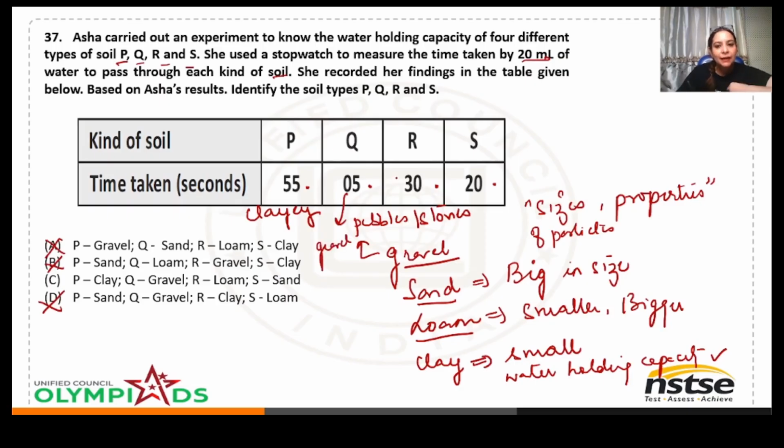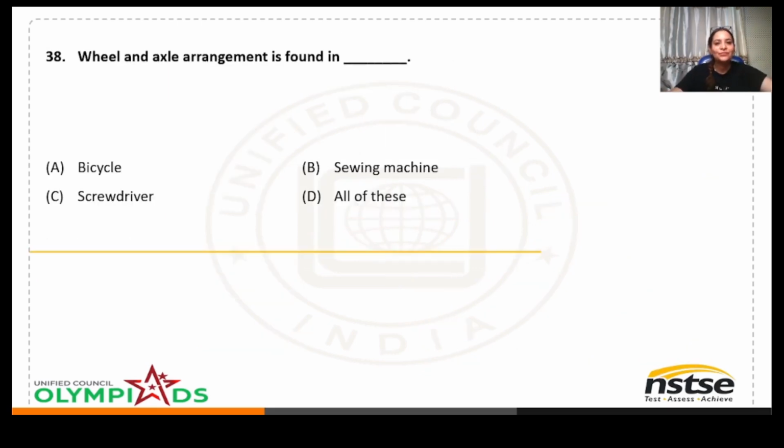And after that comes the loamy soil, which consists of both smaller and bigger particles, and later comes the sandy soil. So that means here option C is the correct option, because if any soil has more water holding capacity, it will take more time to pass water through it. So the one which took maximum time would be the one which has smaller size particles and more water holding capacity.